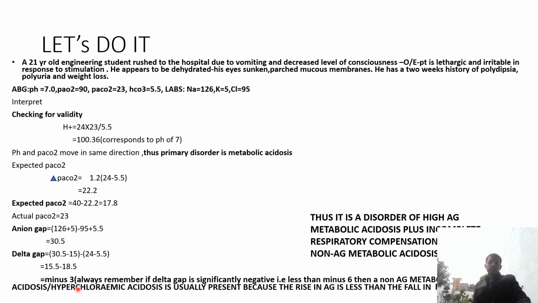So what does minus 3 mean? Always remember that if the delta gap is significantly negative, that is less than minus 6, then a non-anion gap metabolic acidosis, that is hyperchloremic acidosis, is usually present, because the rise in anion gap is less than the fall in the bicarbonate. So it is basically a disorder of metabolic acidosis with slight respiratory acidosis, with normal anion gap metabolic acidosis also present in this disorder.